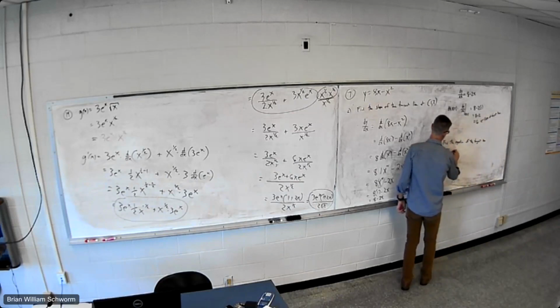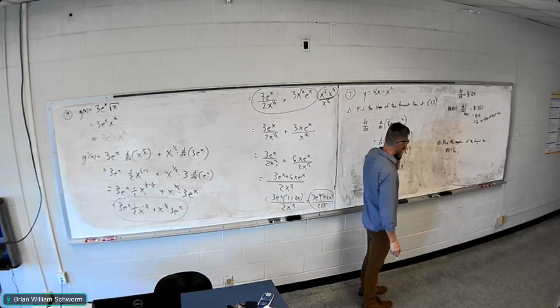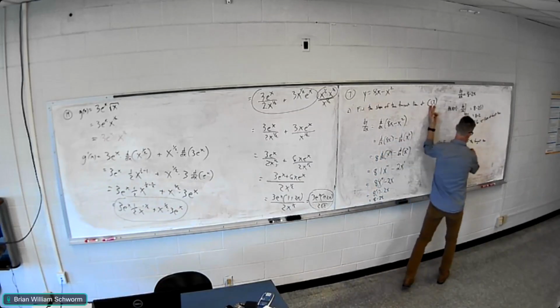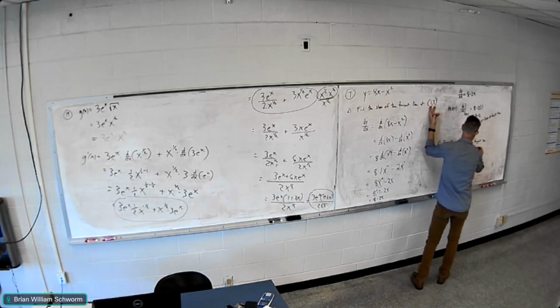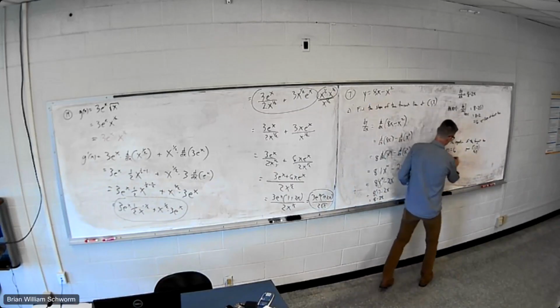So what I know is that the slope is 6. I calculated that up here. I know it goes through this point, (1, 7). Well, it's got a point and the slope, so I can use the point-slope formula to write down the equation.